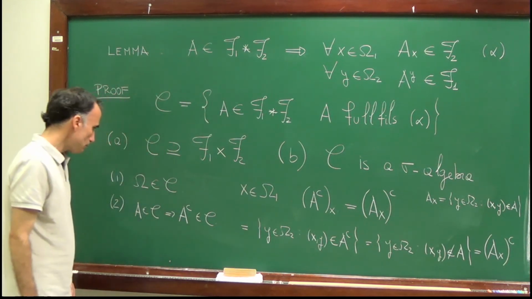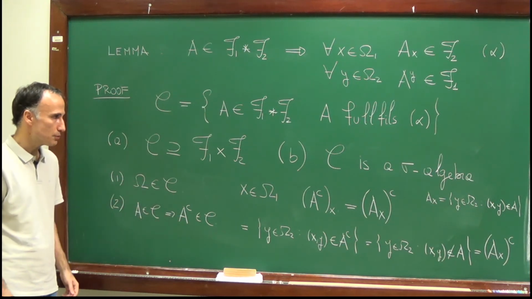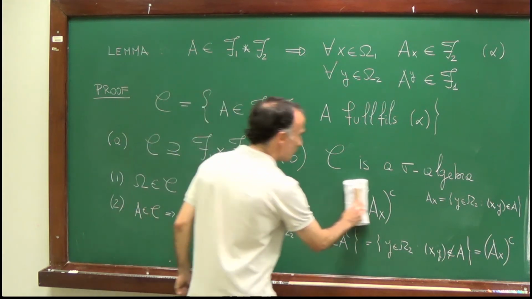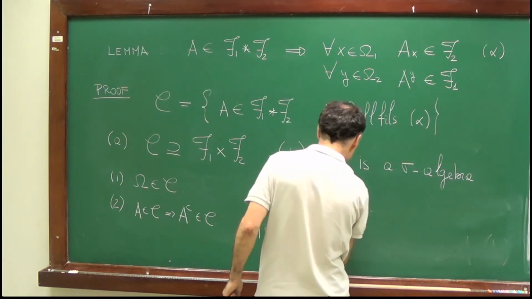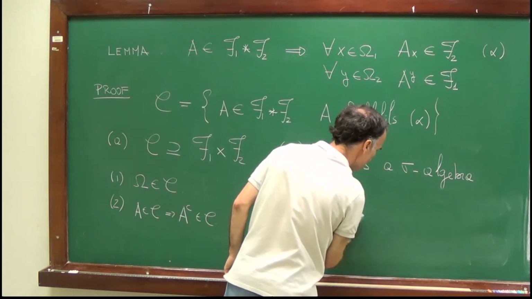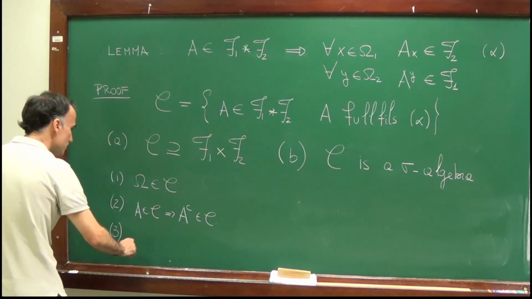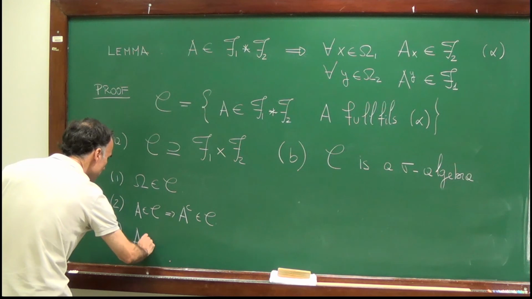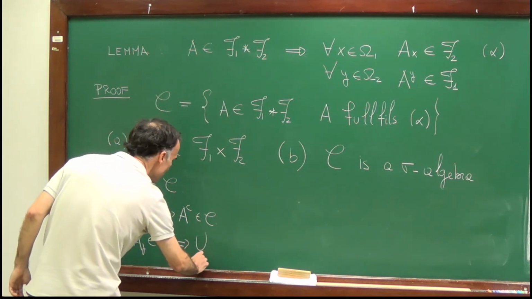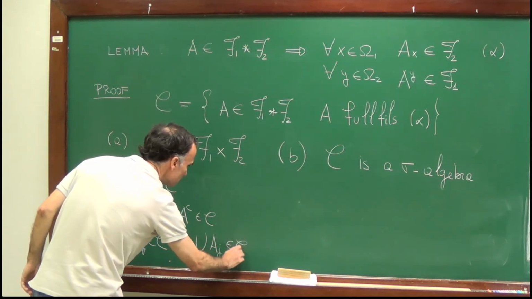So up to this point we proved that omega belongs to C and that C is closed under complements. So now it remains to show the third property of sigma algebras: assume that you have a family A_j in C, we have to show that the union of A_j belongs to C.